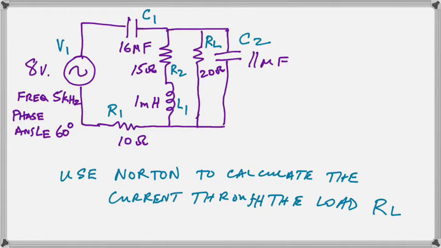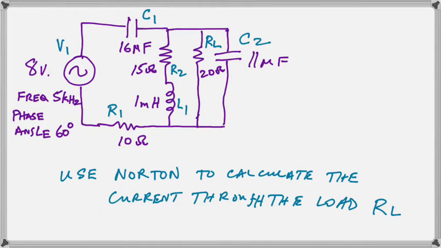The next problem the students had on their test was a steady state AC analysis problem. As you can see, the circuit is there, and they were asked to use Norton's theorem to calculate the current through the load resistor RL, which is marked on the diagram.